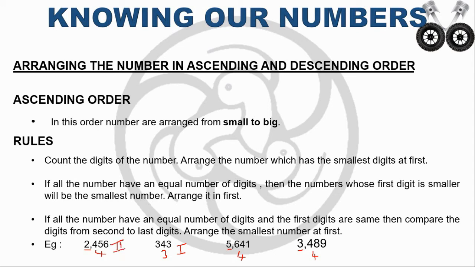Now compare the other two numbers. What are the other two numbers? 5 and 3. Which is the smallest one? 3 is the smallest one. That should be arranged as the third smallest number. The last number is 5,641. That should be arranged as the fourth smallest number. So this is an ascending order.